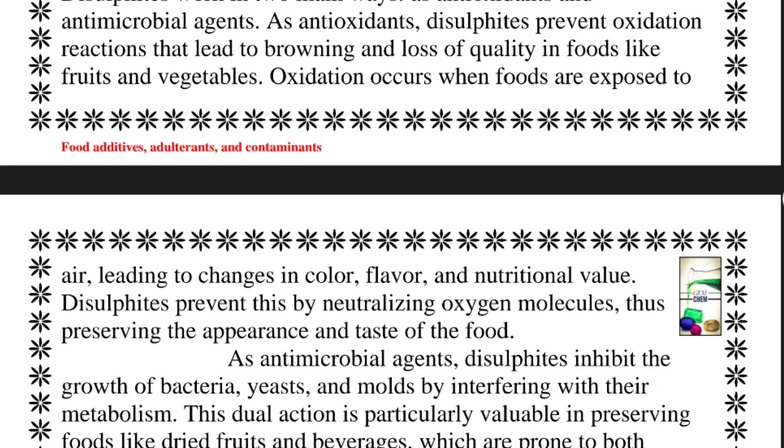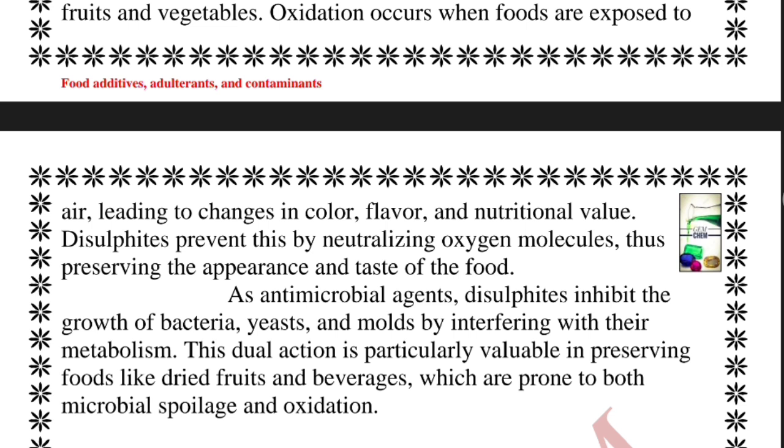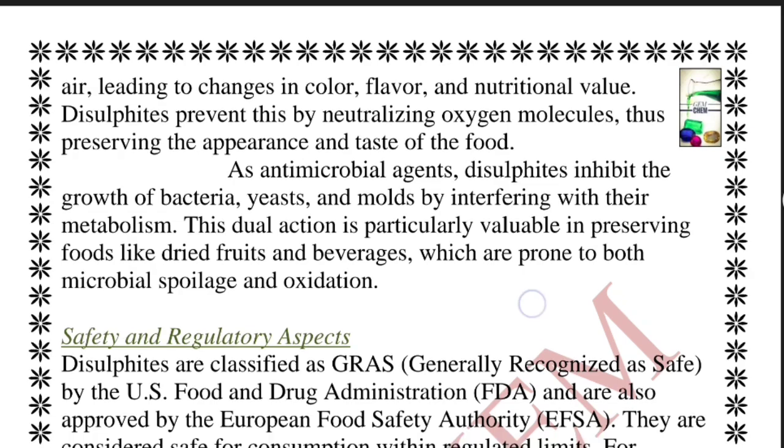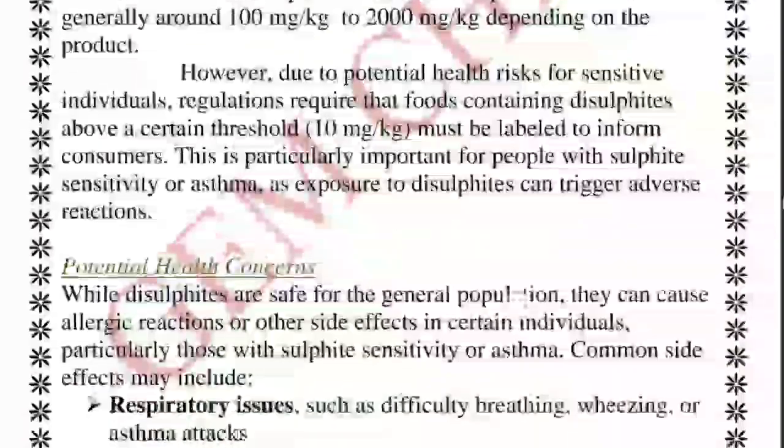Oxidation occurs when you expose your food to the air. Thus, if you add disulfite, it neutralizes the oxygen molecule and preserves the appearance and taste of the food. When it is acting as an antimicrobial agent, again in this case it inhibits the growth of the microorganisms. As a result, it does not interfere with the food and does not spoil the food. So one of the important aspects of this preservative is that it is exhibiting a dual role.